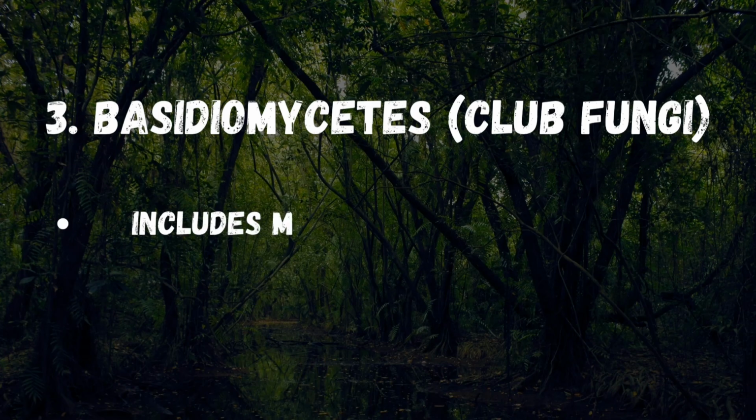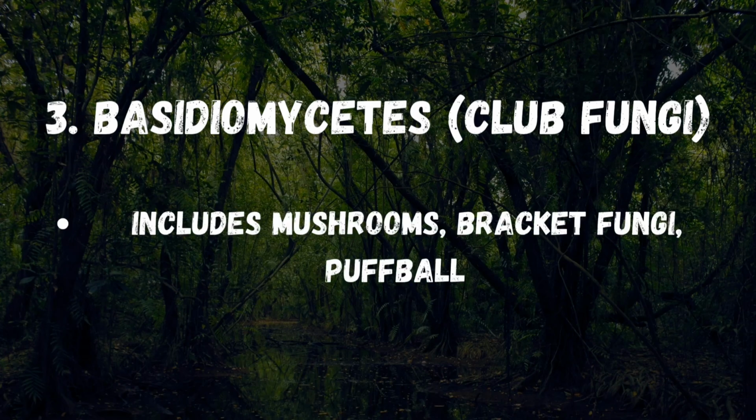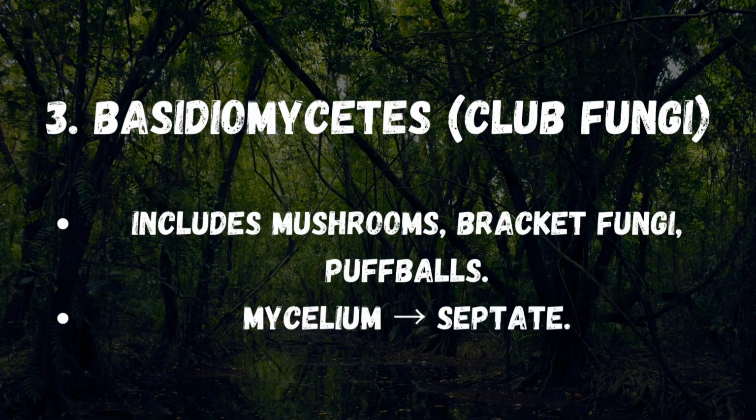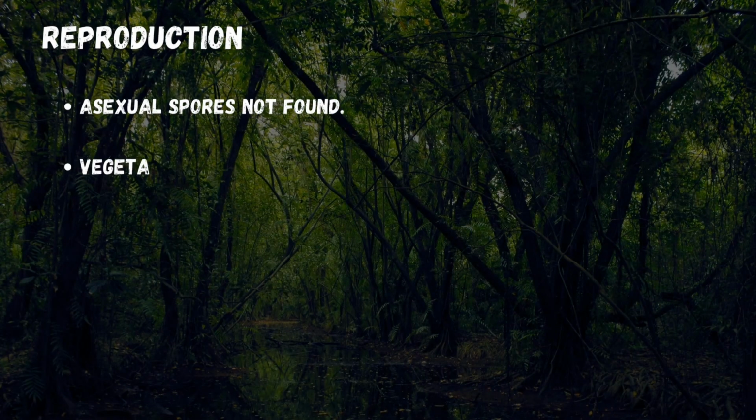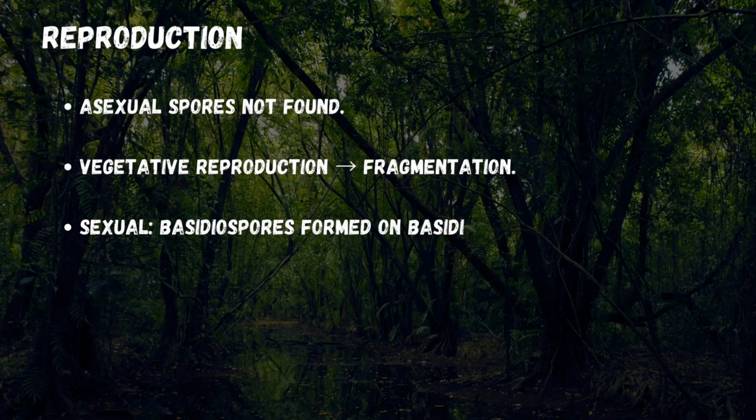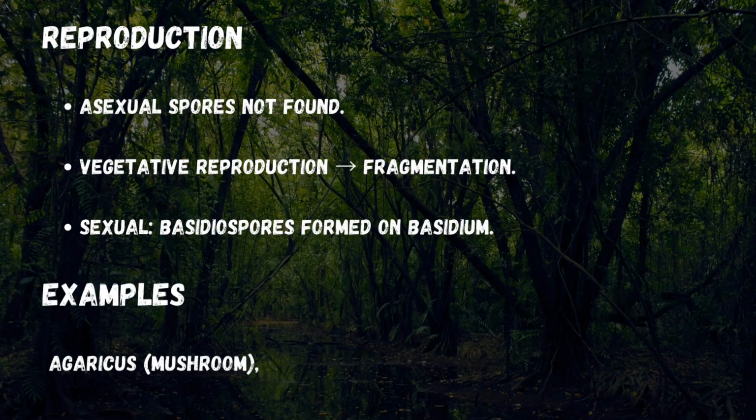Basidiomycetes. They include mushrooms, bracket fungi and puffballs. Their mycelium is septate. Reproduction: asexual spores are not found. Vegetative reproduction is by fragmentation, and sexual reproduction is by basidiospores formed on the basidium. Examples are Agaricus, Ustilago and Puccinia.